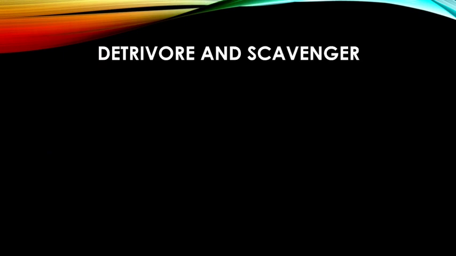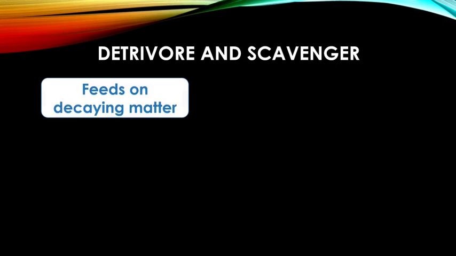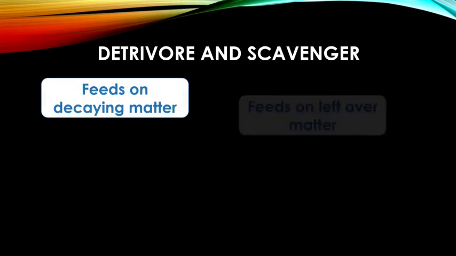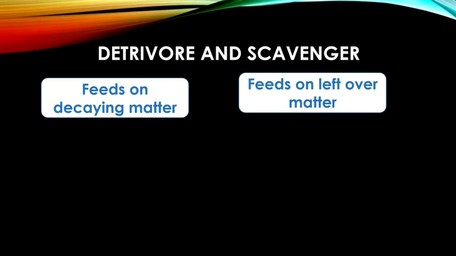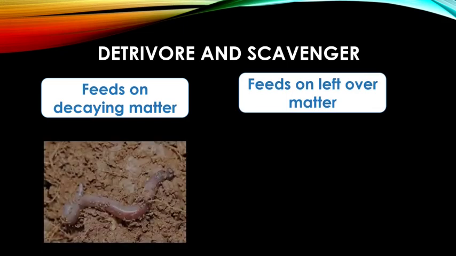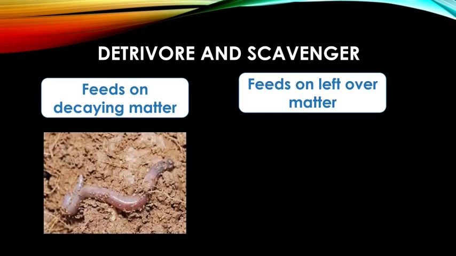Now let us see the difference between detritivore and scavenger, and the exact meaning of the words. A detritivore feeds on dead decaying organic matter, whereas scavengers feed on leftover matter. Let us see an example of a detritivore. Earthworms are the best example. They feed on the organic matter present in the soil.